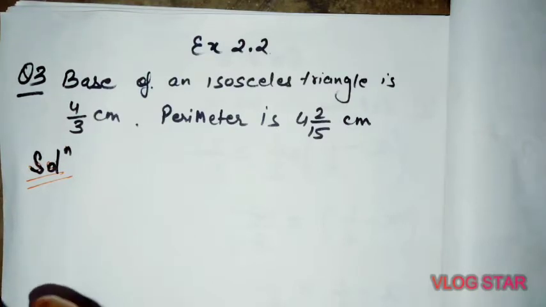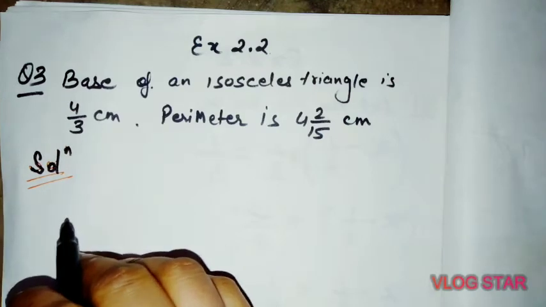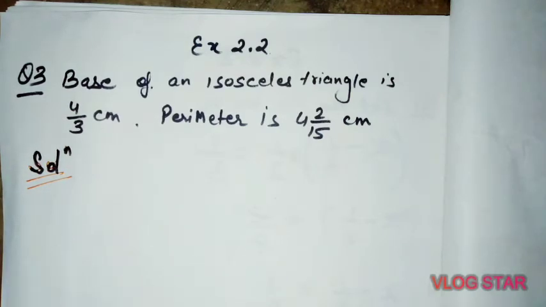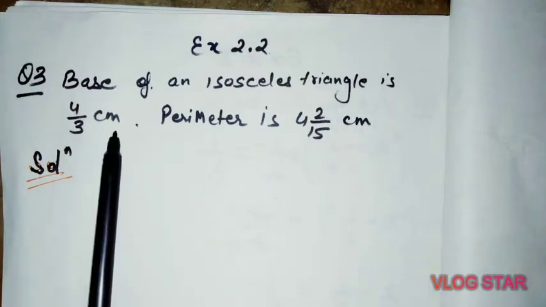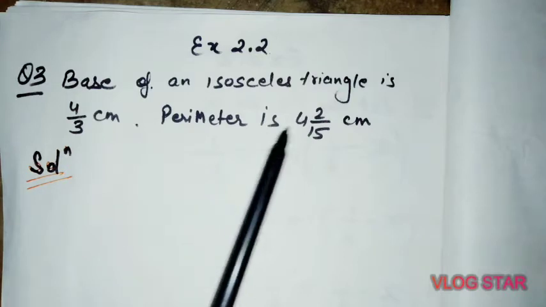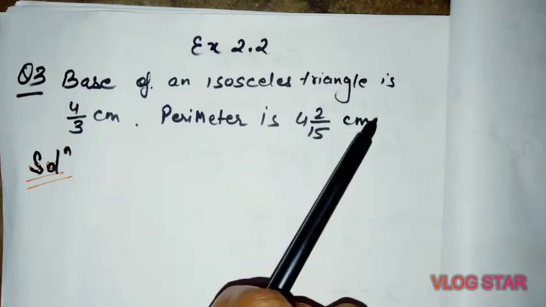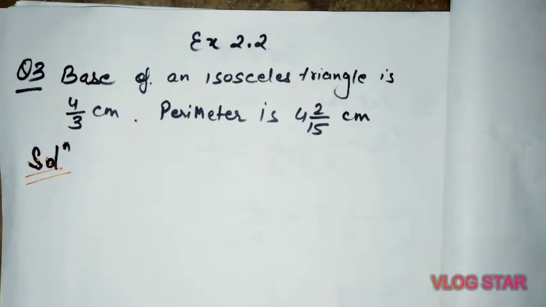Exercise 2.2, third question. The question says that the base of an isosceles triangle is 4 by 3 centimeter. If the perimeter of the triangle is 4 and 2 by 15 centimeter, then what is the length of either of the remaining equal side?